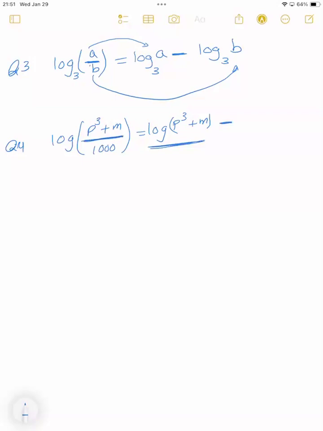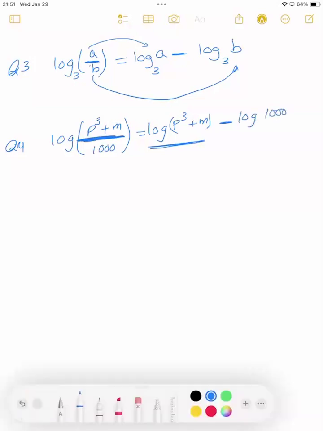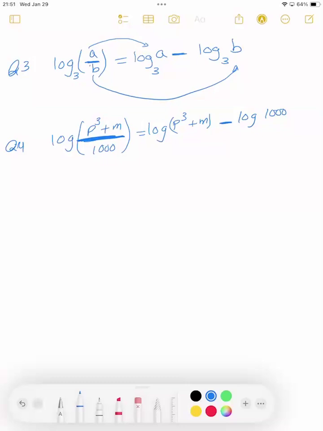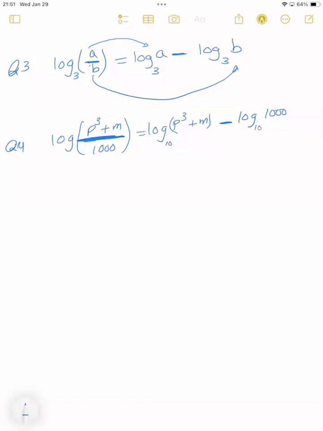Minus log of 1,000. But remember, log by itself is a common log. That means the base is 10. We can't simplify this one, but we can simplify this term. Why? Because we have 1,000 and the base is 10.